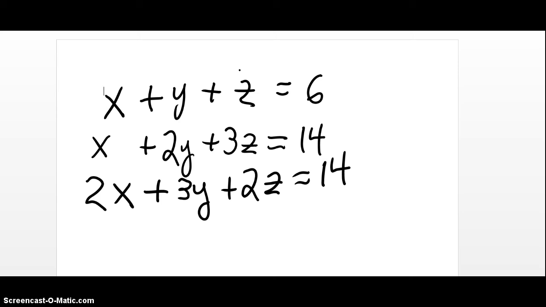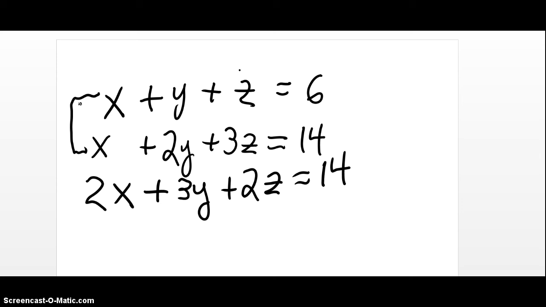Then pick another pair of equations and eliminate the same variable. So for example, we have three equations here. And I look and I say, you know what might be the easiest variable to eliminate? X. Okay. So what I'm going to do is take equation 1 and equation 2 and we're going to eliminate X. Then I need another pair of equations to eliminate the same variable.